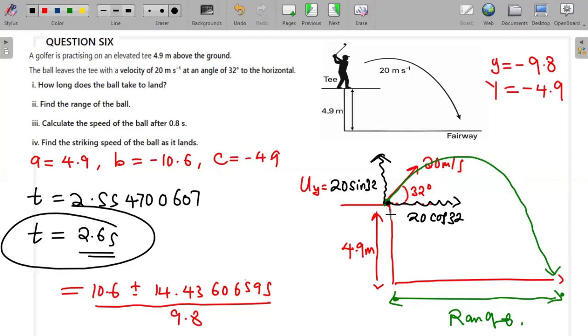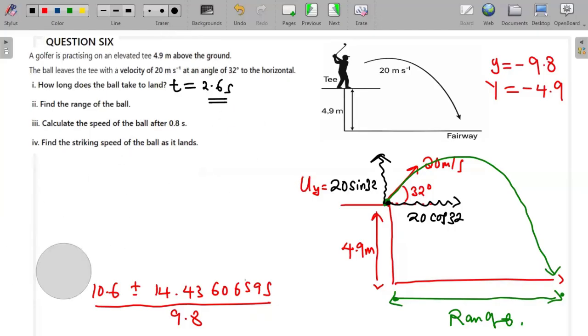Okay, so if it takes this time to move in this direction, it means it's the same time that it would take to move in this horizontal way. So the time there will just be 2.6 seconds. And then the next question was asking us to find the range.